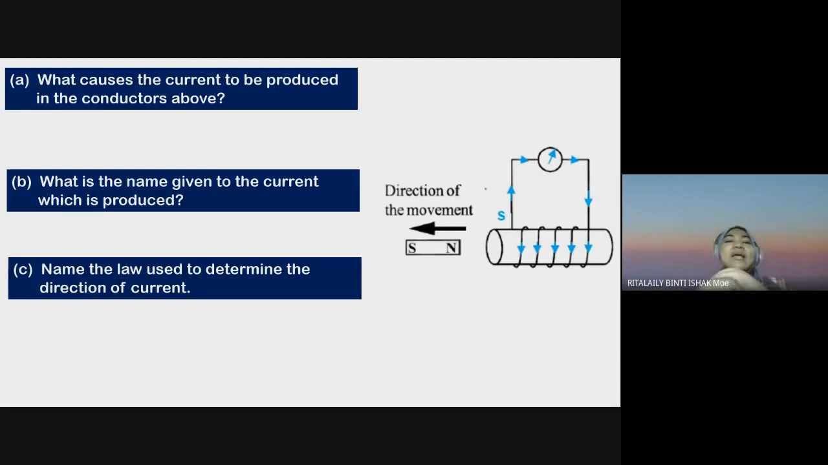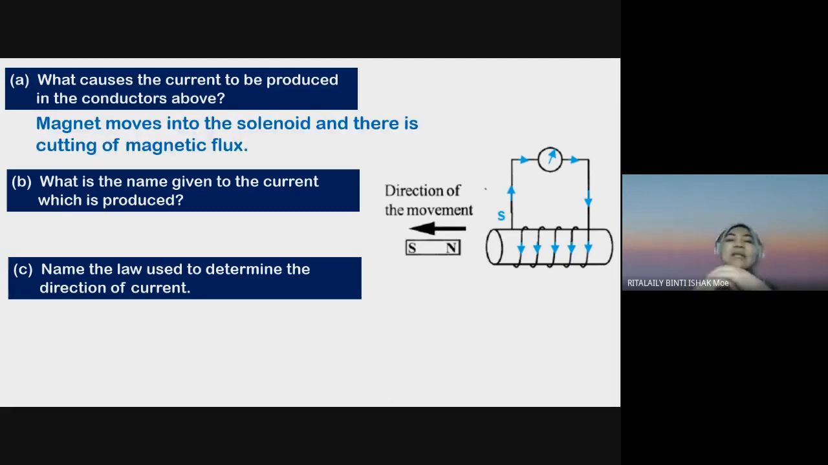Okay, so what caused the current to be produced in the conductors above? Okay, we have a magnet being pulled out from a solenoid, so we get induced current. So the question is, what caused the current to be produced in the conductor? Okay, so because there is cutting of magnetic flux. Okay, magnet moves into the solenoid and there is cutting of the magnetic flux. Okay, B. What is the name given to the current which is produced?